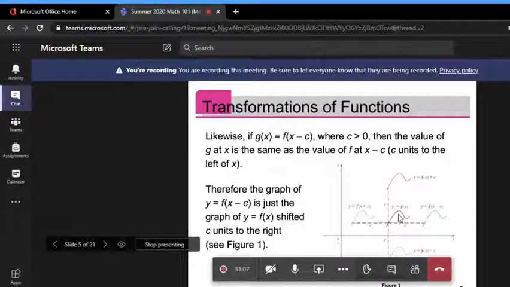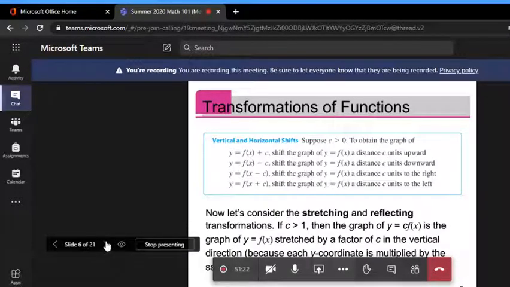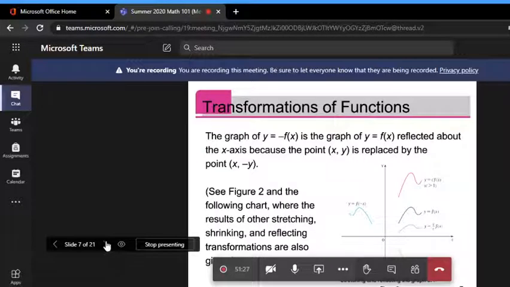So you are changing x if you want to shift it to the right or to the left. If you want to shift it up or down, you have to change y. So therefore, you're adding f plus c, f minus c, okay? That's the idea. Then we have stretching and reflecting as well. So how do we do that?